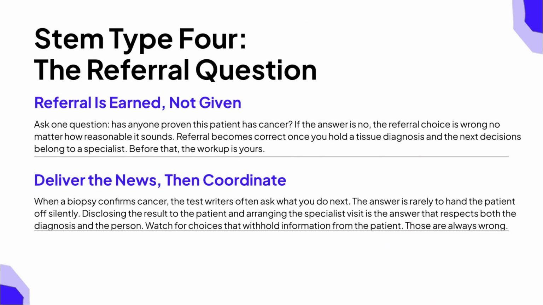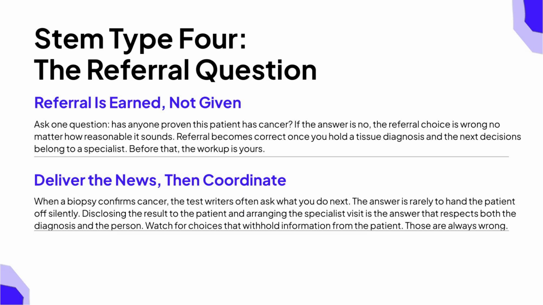Stem type 4 is the referral question, and this one has a clean rule. Referral is earned, not given. Ask yourself one thing: has anyone proven this patient has cancer? If the answer is no, then the referral choice is wrong, no matter how reasonable it sounds sitting there on the screen. Referral becomes correct once you hold a tissue diagnosis and the decisions ahead genuinely belong to a specialist. Before that point, the workup is yours.